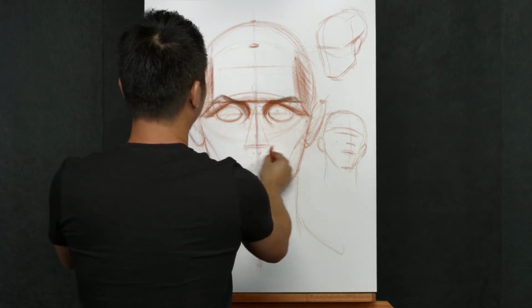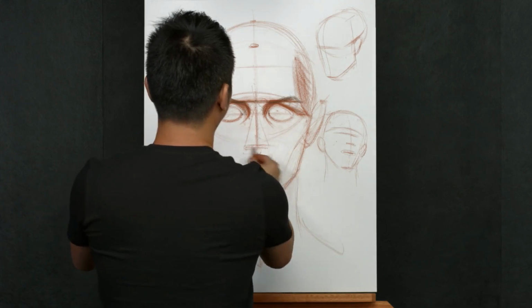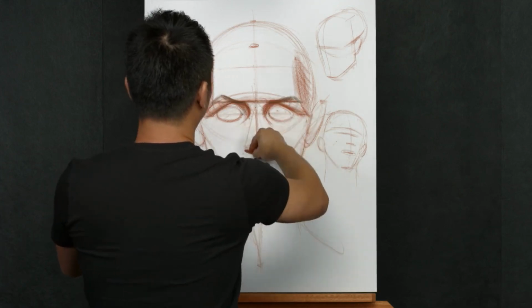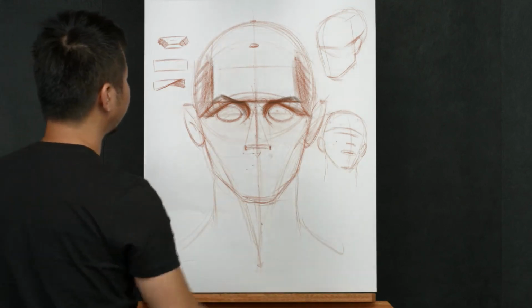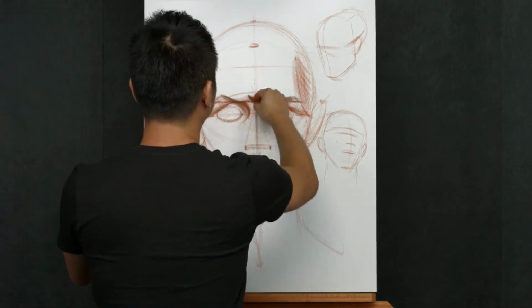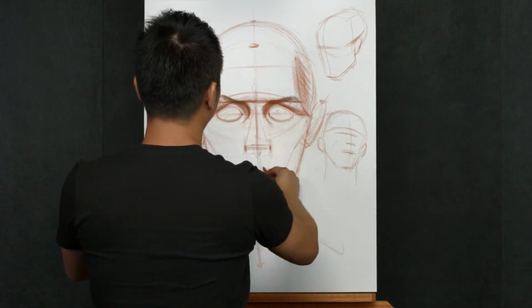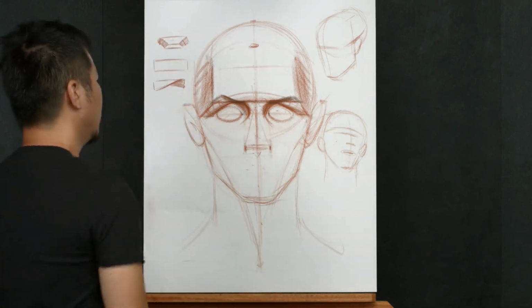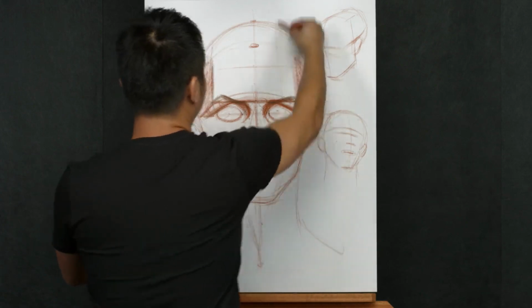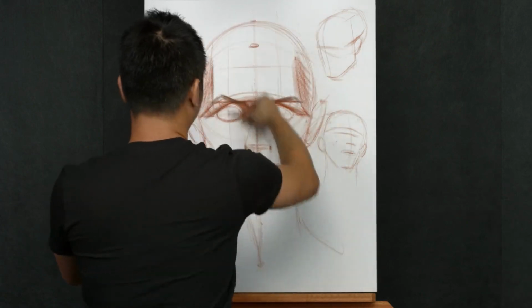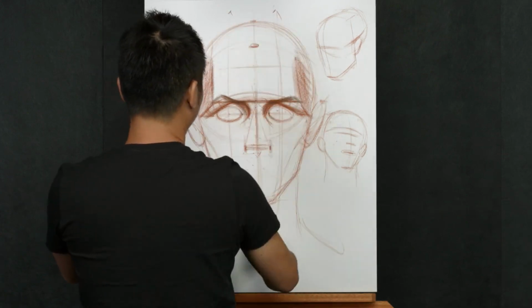So here's the nose. Here's a tear duct. The corner of the eye lines up to the wing of the nose. And now if we take the center of the eyes and draw a line through like this, above and below.